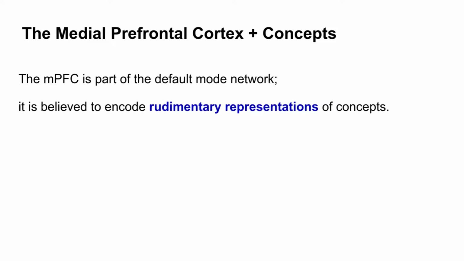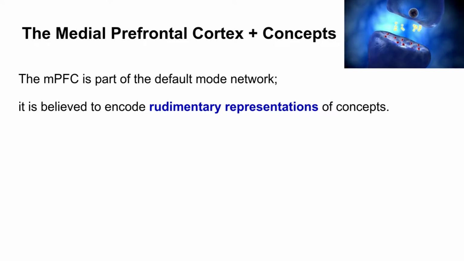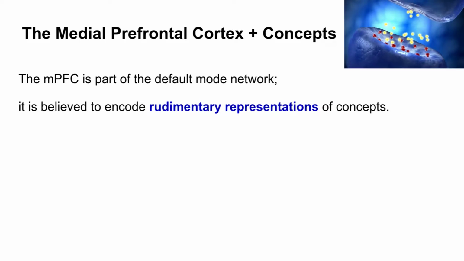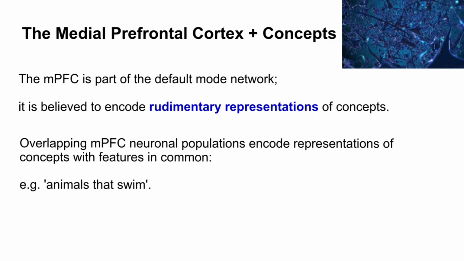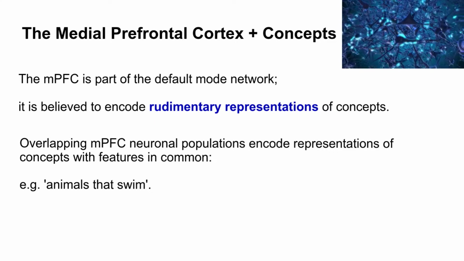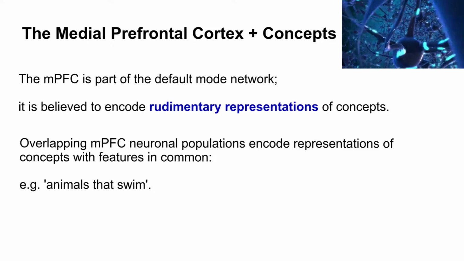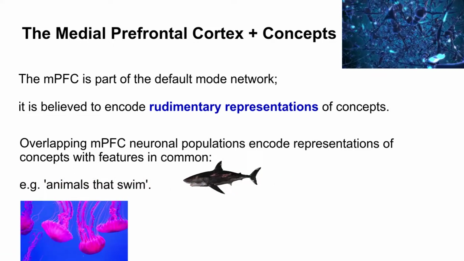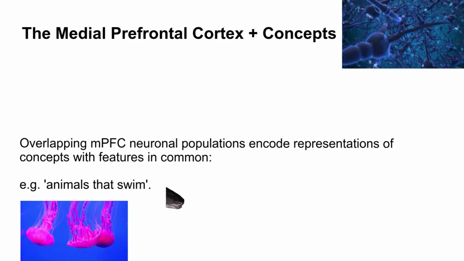The medial prefrontal cortex is part of the default mode network. This brain network is highly important in the formation of autobiographical memories and your sense of self. The medial prefrontal cortex is believed to encode rudimentary representations of concepts in the form of memories. It seems that overlapping neurons in this brain area encode representations of concepts that have features in common. For example, concepts related to animals that swim, involving jellyfish, sharks, and a lot of other animals, may all be encoded by overlapping neuronal populations.